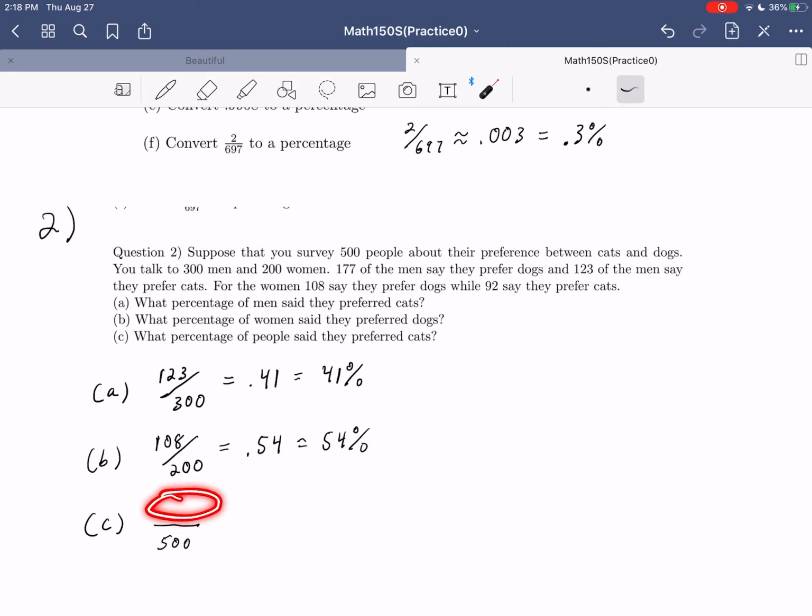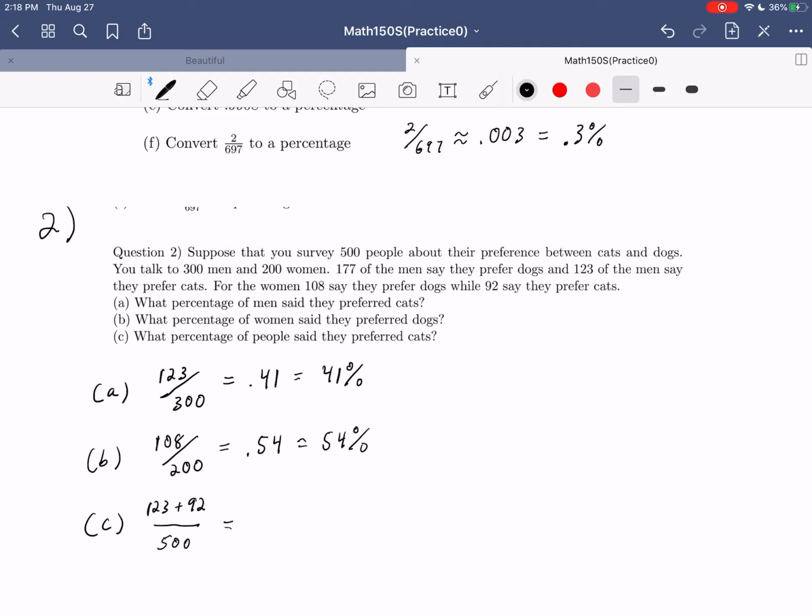How are we going to find the numerator? Well, we need to figure out everybody who said that they preferred cats. That means we need to combine the numbers for cats, 123 men that said that, and the 92 women that said that. So we'll have 123 plus 92. So we'll add those things together.